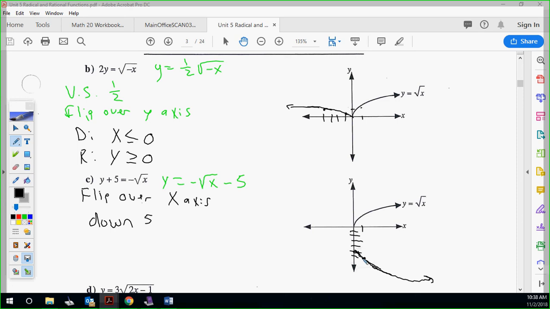Okay, so this one, a little trickier. What's the domain for this one? Domain still x greater than or equal to 0, right? So you're noticing when we flipped over the x-axis, the domain didn't change. We flipped over the y-axis, the range didn't change. Okay, but what about this one for range, though? Y is less than or equal to -5. Good. Okay. Any other questions there?